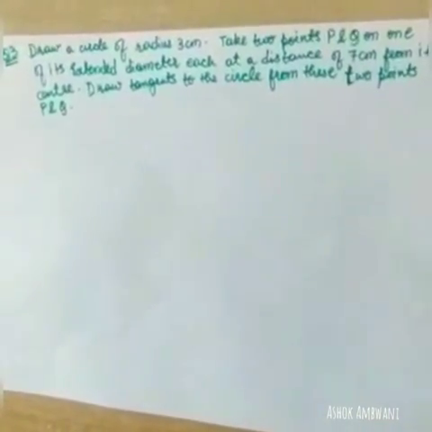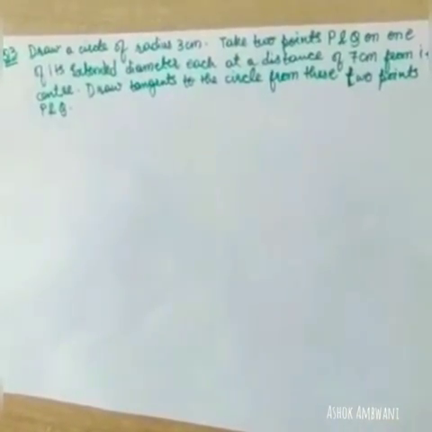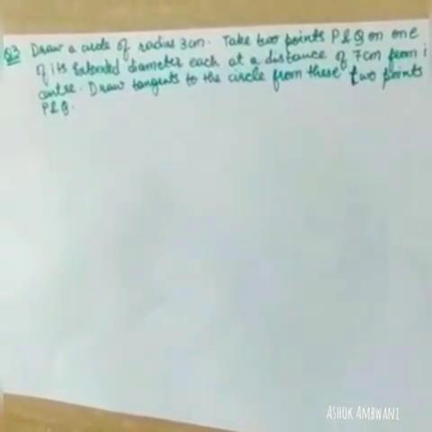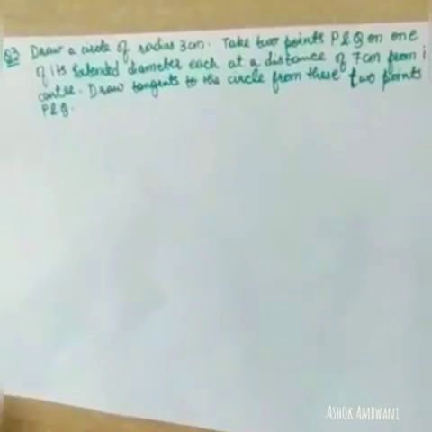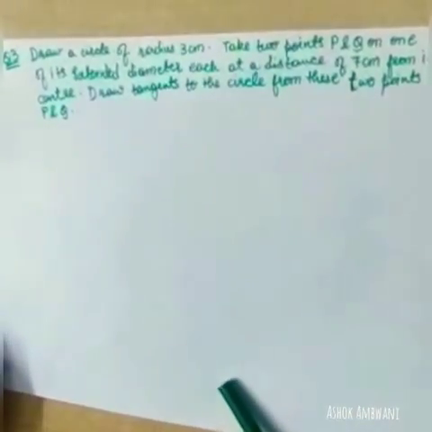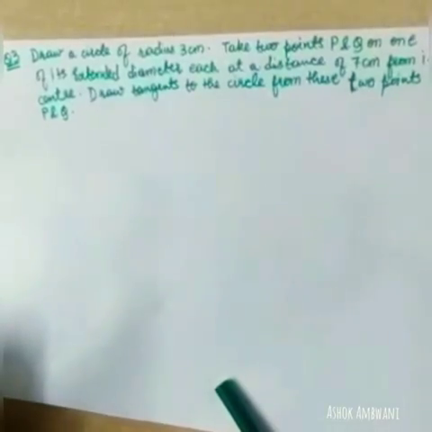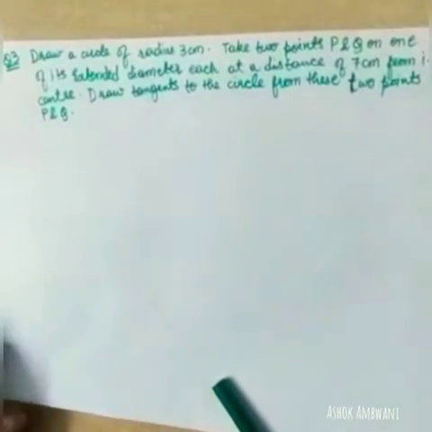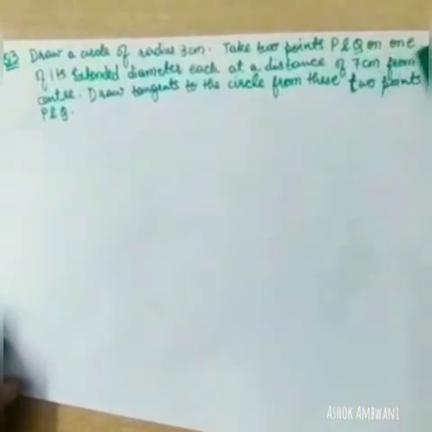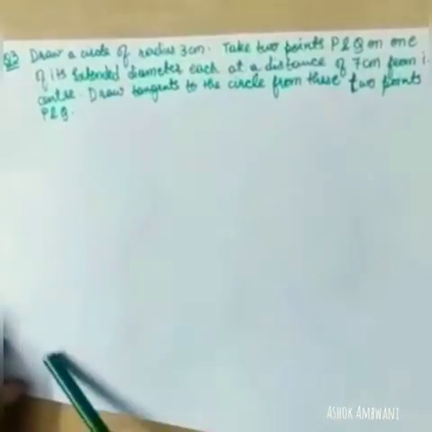Hello students, now we are moving on to question number 3 of exercise 11.2. In this it is given that we have to draw a circle of radius 3 centimeter first of all. After that they have said to take 2 points P and Q on one of its extended diameter.